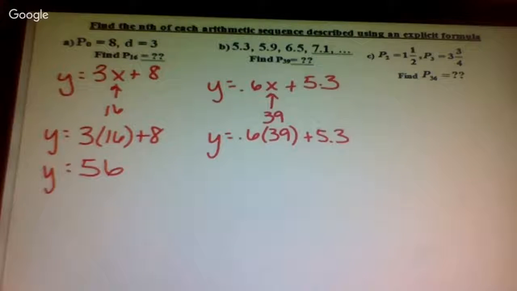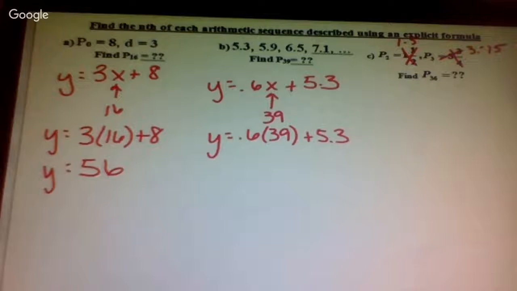Okay. The last one. p sub 2 is 1.5, and p sub 3 is 3 3/4, so 3.75. What's that? 3 what? 3.75. 3 3/4 is 3.75.